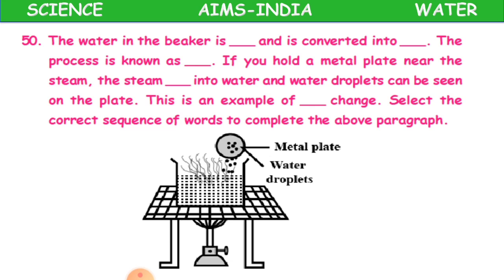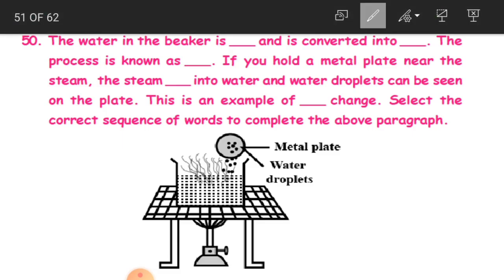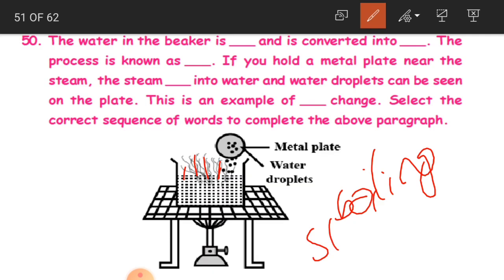So here, let us see carefully according to the picture. We are taking the water in a beaker which is boiling, the first one. I'll just write it here. It is boiling and is converted into, so what is this, children? Like it is steam. So it is converted into steam.